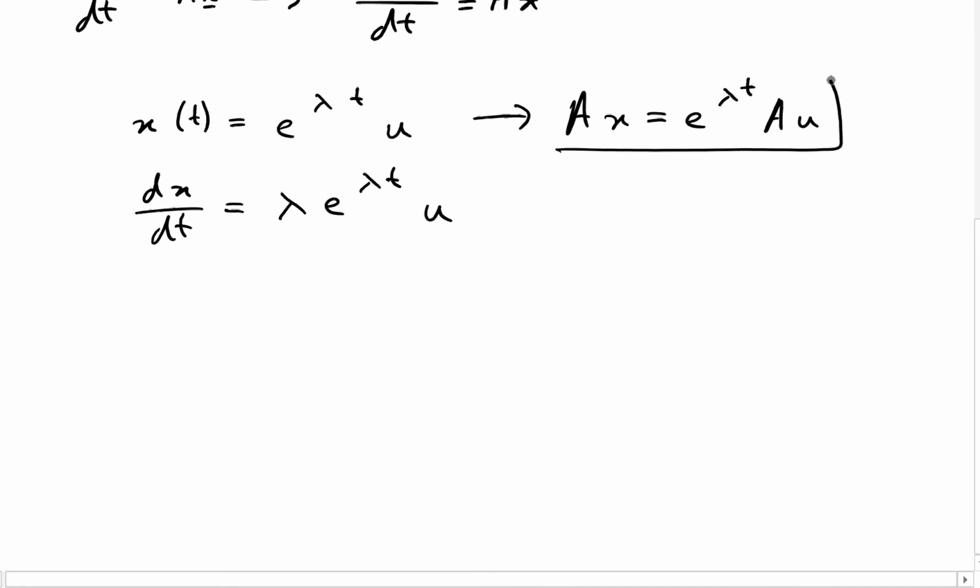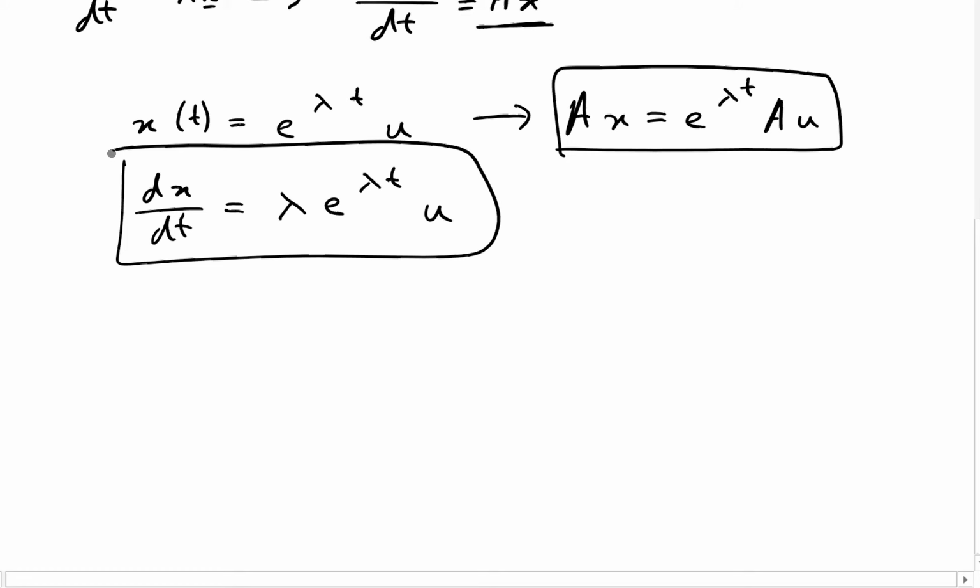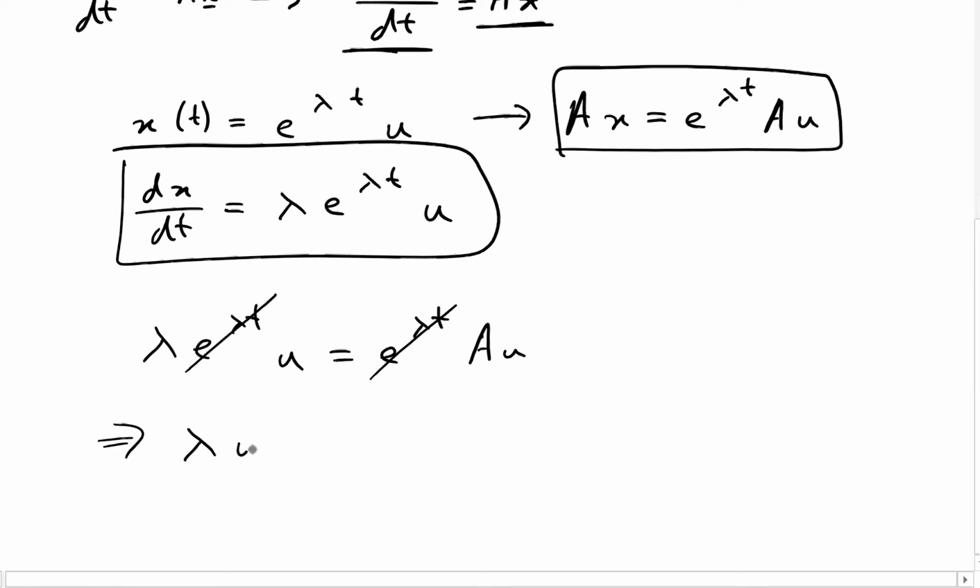Well, this here is equal to the right-hand side of our equation, and this here is equal to the left-hand side of our equation. So I can now say that lambda e to the lambda t u is equal to this, e to the lambda t A u. All right. And notice that if I just take off my constants, this is a constant, this is a constant, then I get lambda u equals Au, all right?